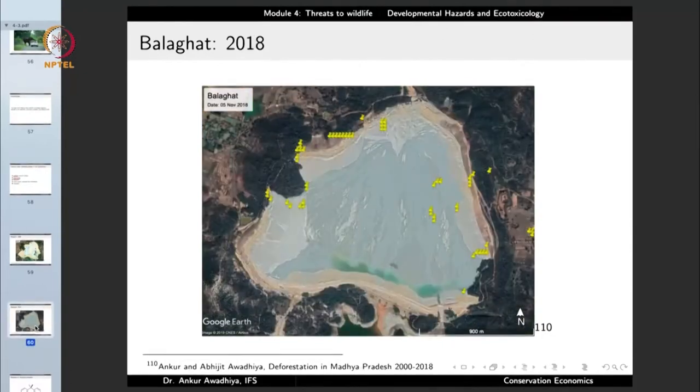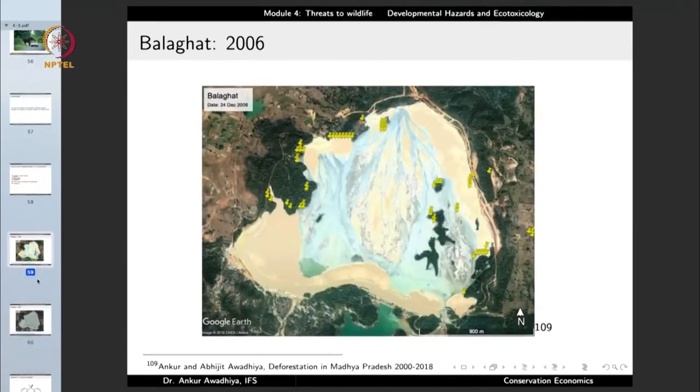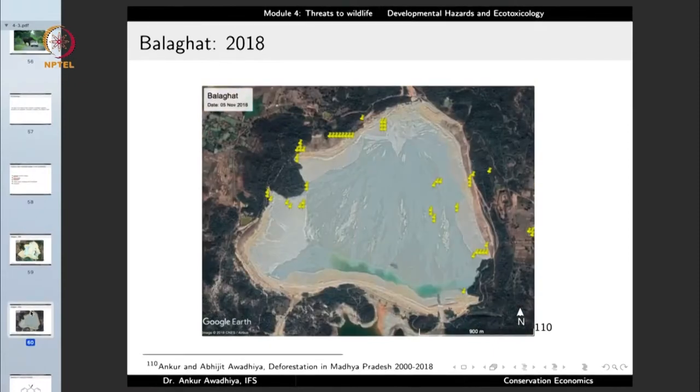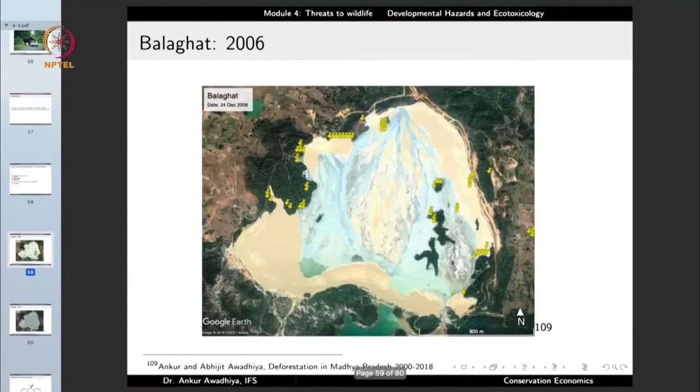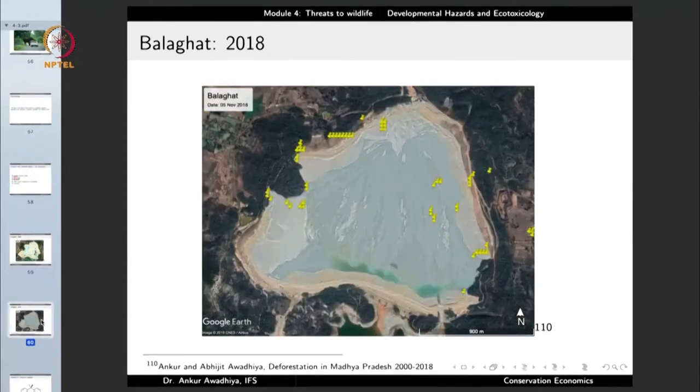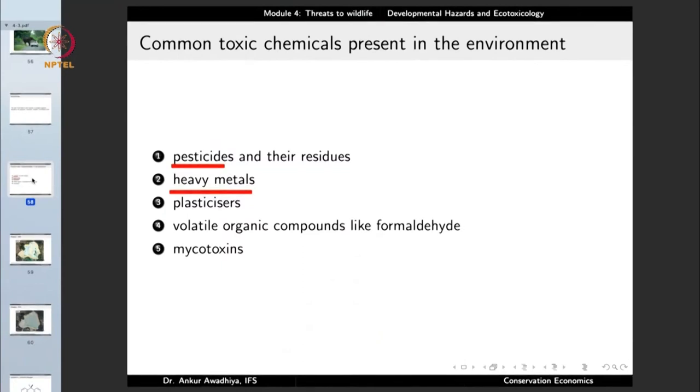This is another image from 2018. If you concentrate on this area, we had trees here in 2006, and in 2018, these trees are gone. Similarly, if you consider this section, we have trees till this line in 2006, and by 2018, these trees are gone. Nobody is going into a tailings dam to cut these trees, but because you have a heavy concentration of heavy metals, that is creating a toxic impact on these trees, and these trees are dying off. So heavy metals and their release and their impact is also something that we study in ecotoxicology.